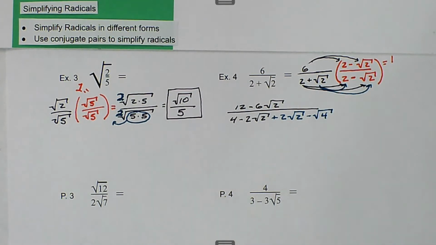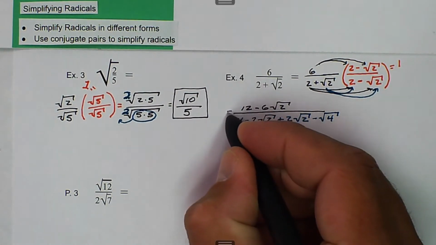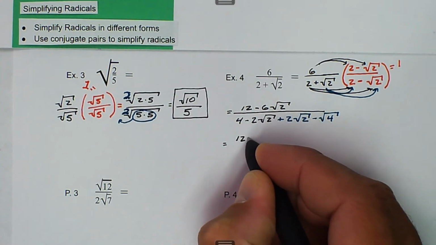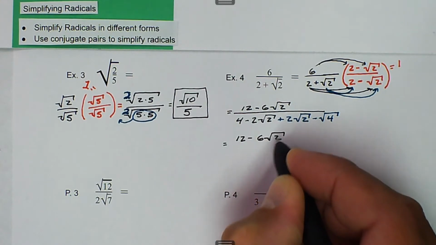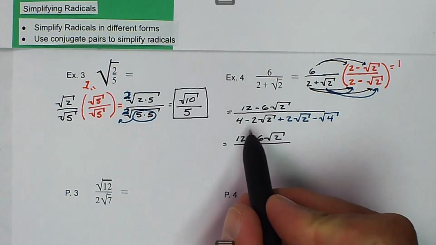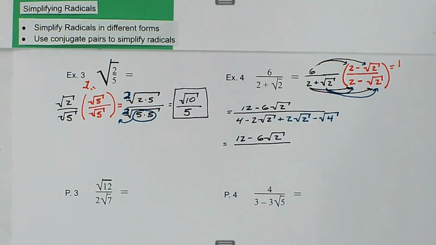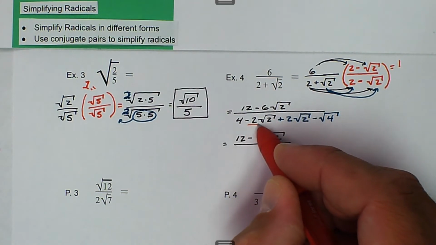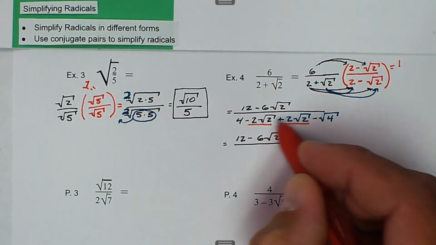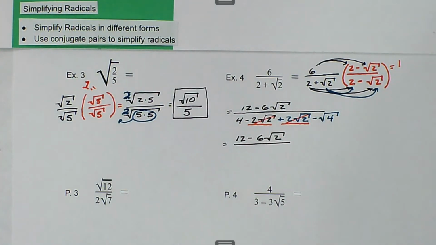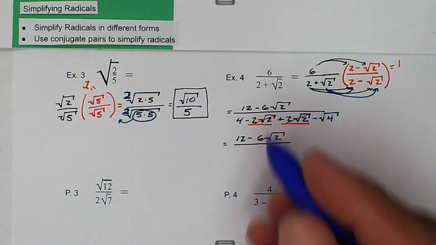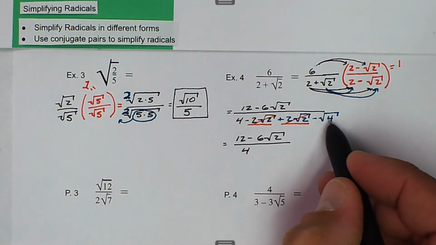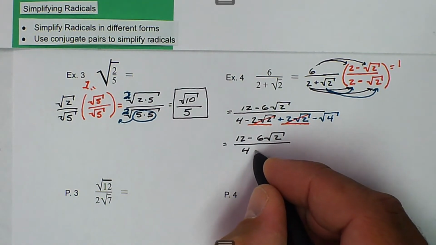Then we can write that down. Can't do anything with the numerator. That just stays as it is. So that's 12 minus 6 square root of 2. And what happens with our denominator, and this is the reason why we're multiplying by the conjugate pair, because we have a negative 2 square root of 2 and we have a positive 2 square root of 2. So those cancel each other out. And so we're just left with 4. And we know the square root of 4 is 2. So 4 minus 2.